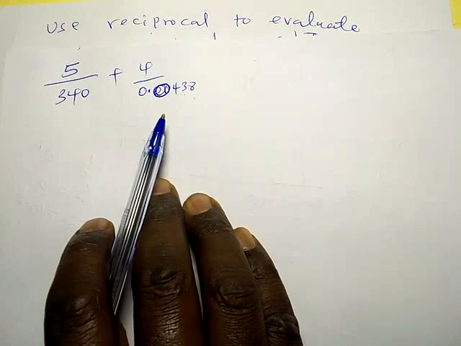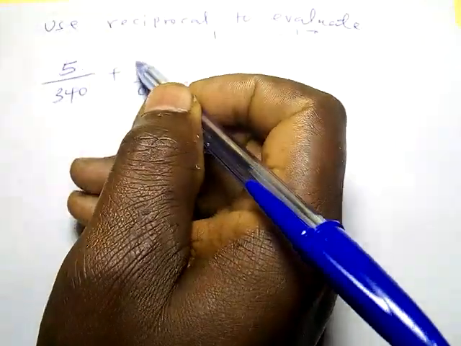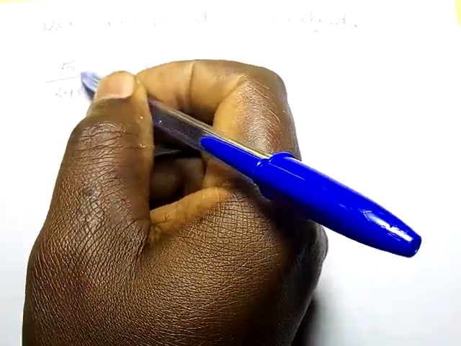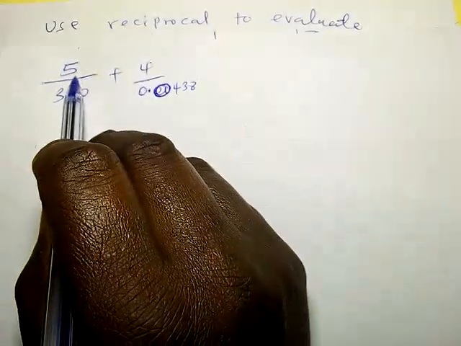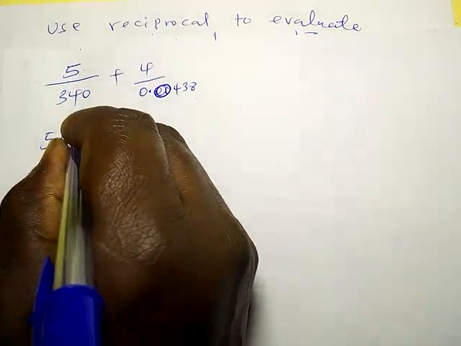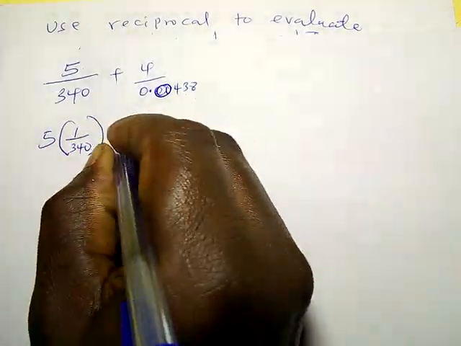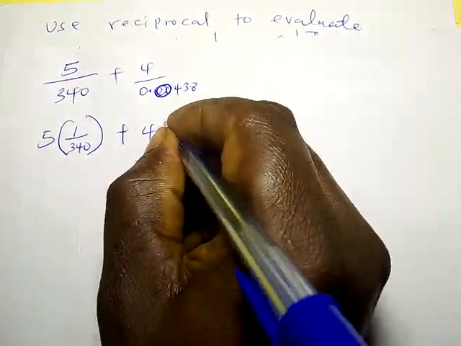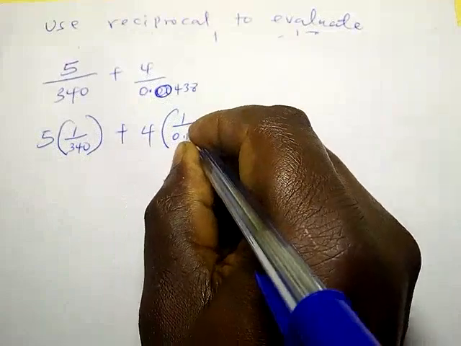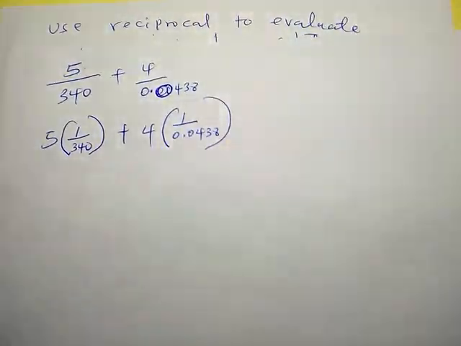The first thing you must know, here there is a hidden 1 because a reciprocal of a number is 1 over that number. So here you cannot see that 1, therefore it is you to know that there is 1 there. Therefore this means that 5 into 1 over this number, 340, you cross, plus this 4, you be like that, 1 over 0.0438, you cross. That's the first step.